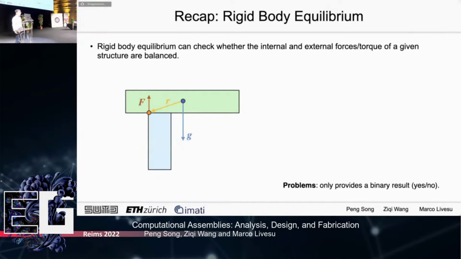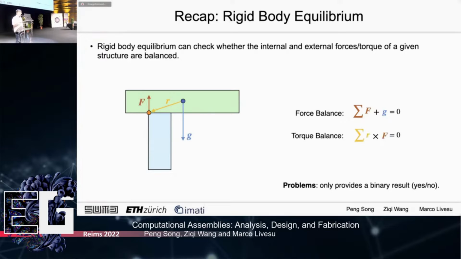So first, let's recap the basic tools of checking whether a given structure is stable under external forces. We can use this called rigid body equilibrium method, RBE. It actually has 3 parts. First, it has the force balance equation. It just asks for the sum of all internal forces and external forces to be 0.